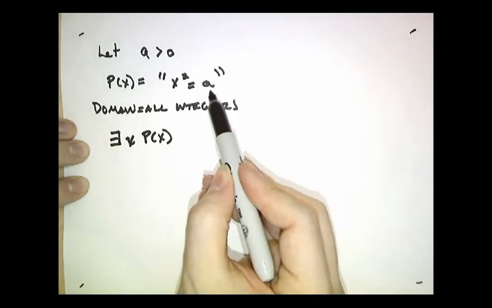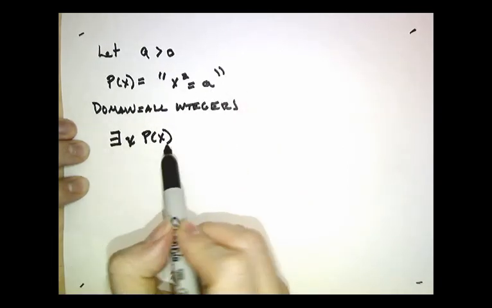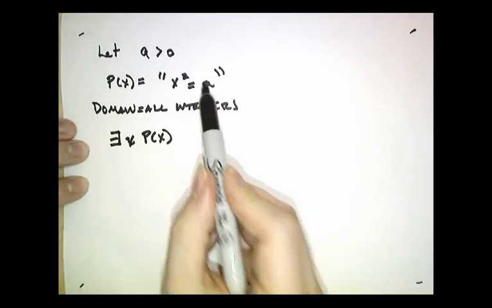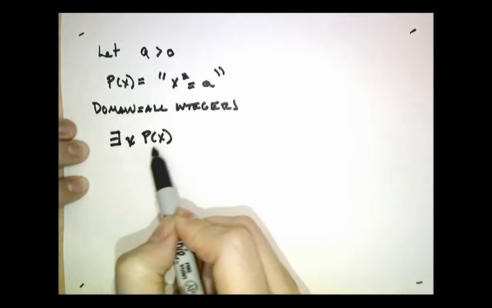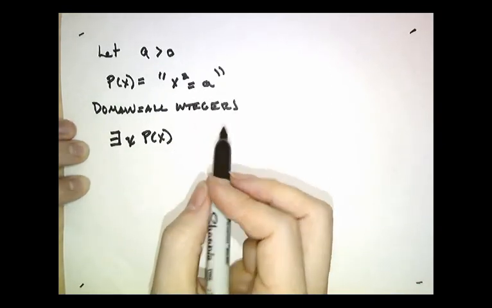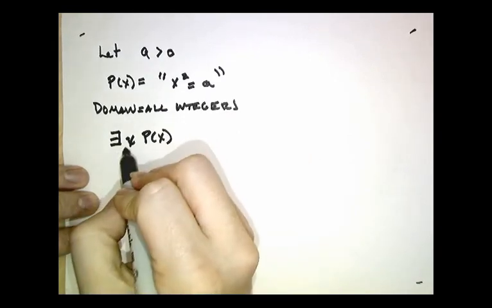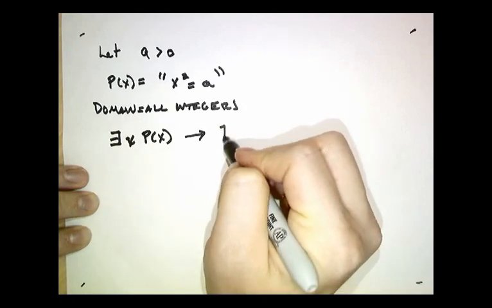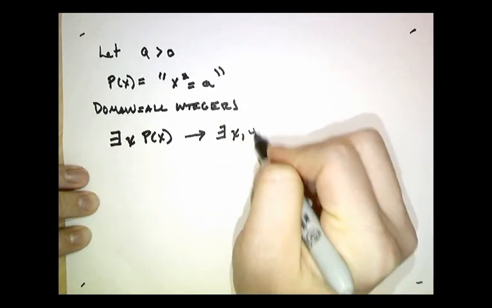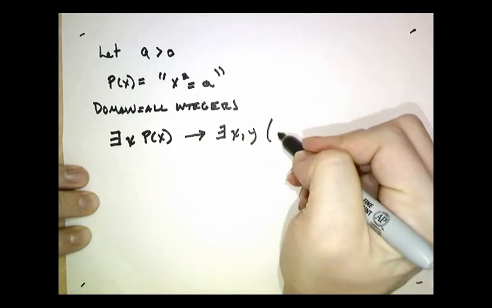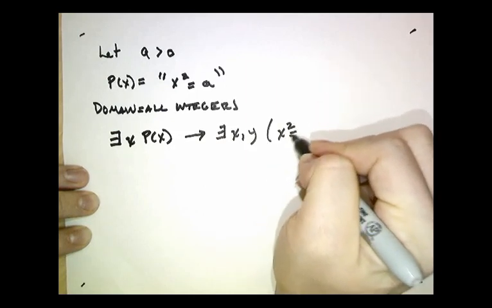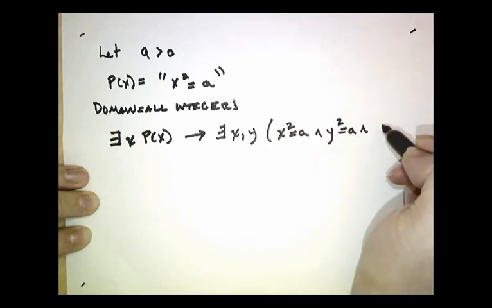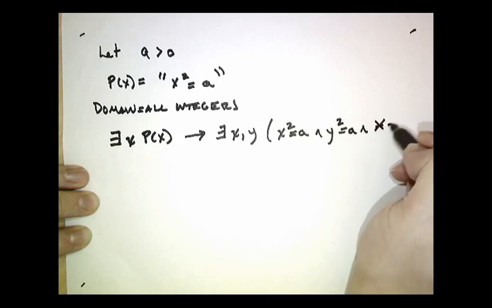Well, we don't know. It depends on a. Is this true or false? If a is 81, then yeah, there exists an x such that p(x) is true. If a is 7, then no, there's no x such that x squared equals 7. But we're interested in the following statement. There exists an x such that p(x) is true. Does that imply that there exist x and y such that x squared equals a and y squared equals a and x does not equal y?